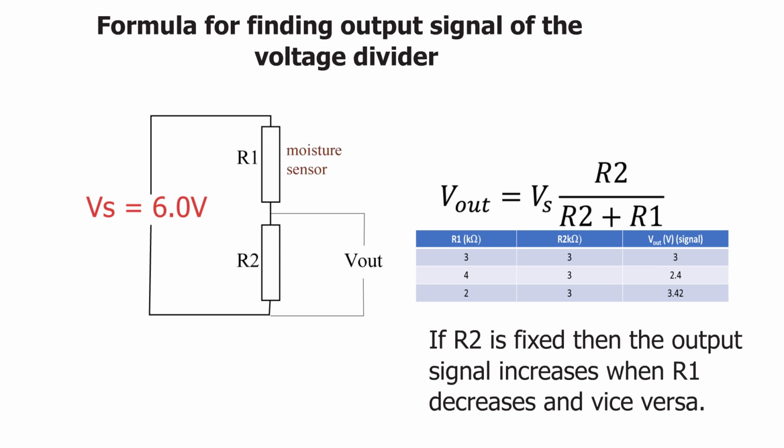And there we'll have a table of some examples. Suppose the resistors R1 and R2 are the same, then our signal is 3 volts. But if R1 goes up to 4 kiloohms and R2 stays at 3 kiloohms, then the voltage signal falls. You can verify that using the formula. Similarly, if R1 goes down to 2 kiloohms, then our signal goes up to 3.42 volts. So you can see the pattern there. If R2 is fixed, then the output signal increases when R1 decreases and vice versa.